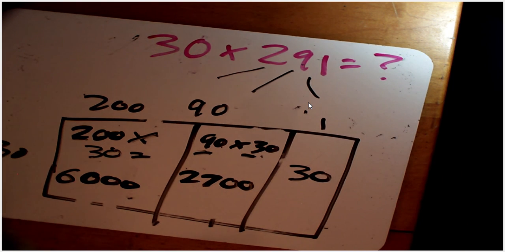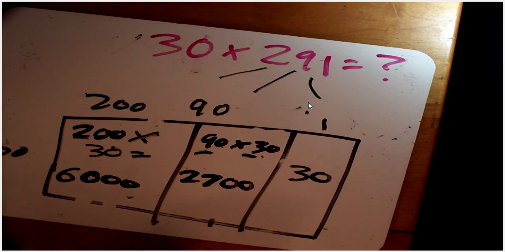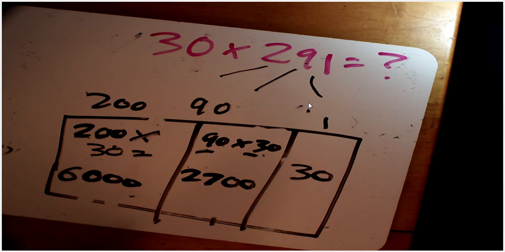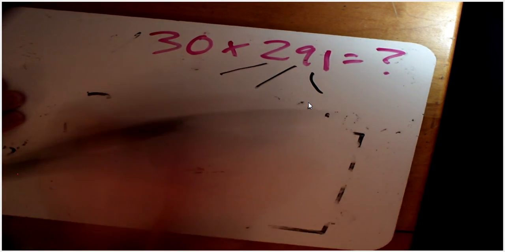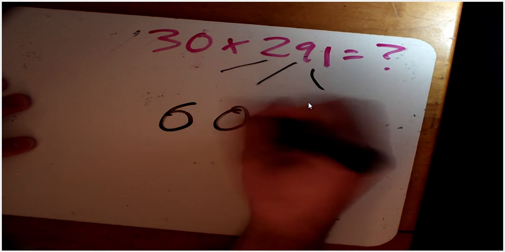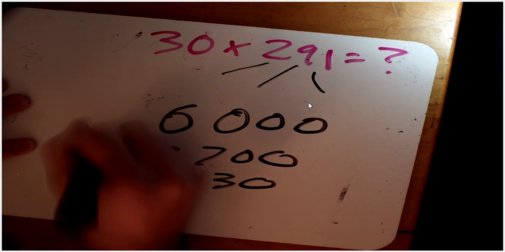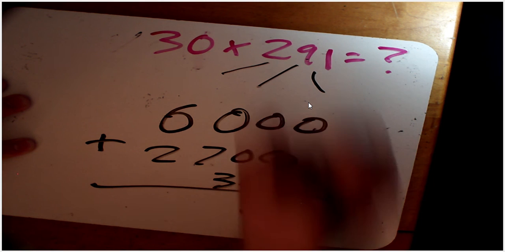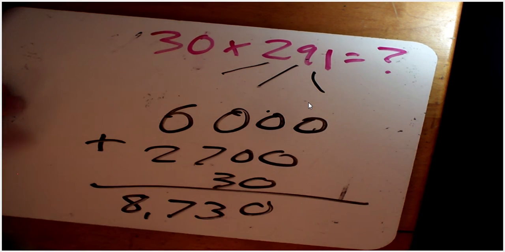So now we have multiple partial products to add up together. 6,000, 2,700, and 30. I'm going to erase. Don't erase your work ever like that, I'm just doing it so I have room because I don't have a big board. 6,000 and 2,730. Add them together. Here we go. 0, 3, 7, 8. 8,730. So that's a more complex version of area model.